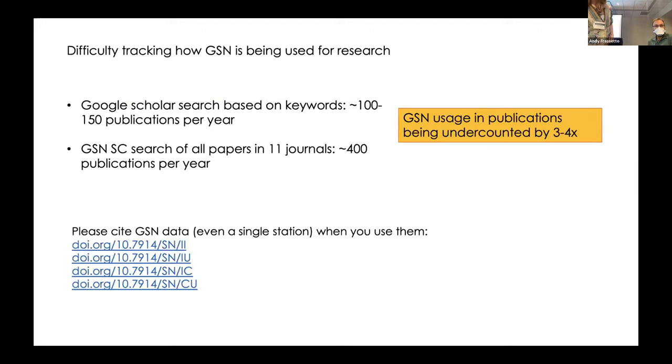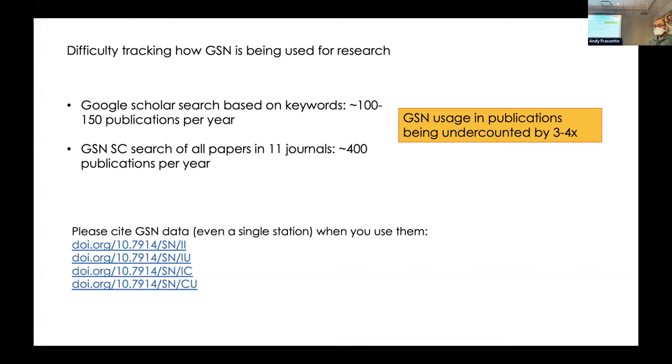And a factor that makes that a little bit complicated is that it's really difficult to track how GSN data are being used for science. The GSN staff, Molly and Casey and Katrine especially, undertook a detailed study of tracking GSN usage in publications in 11 major journals in our field. They did an extensive Google Scholar search based on obvious keywords, DOIs, other things, and they came up with about 100 to 150 publications a year that use GSN data.